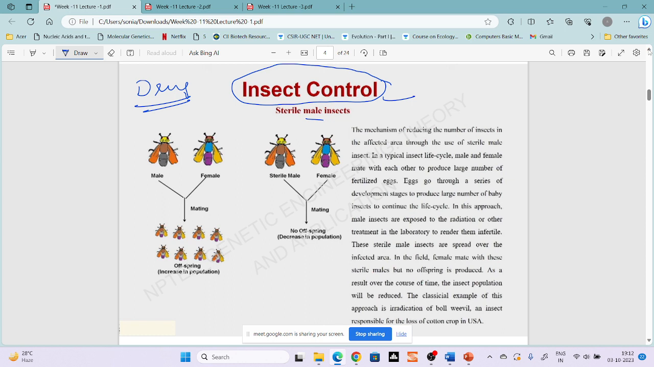Because it's easier to produce a sterile male than to go for a sterile female. So for the production of sterile males, they took the approach of some kinds of radiation and chemical treatments that made the male sterile. Now when these sterile male insects are spread over the areas, the offspring production decreased. Obviously the offspring production will decrease because these males are sterile. The example of this is the boll weevil.